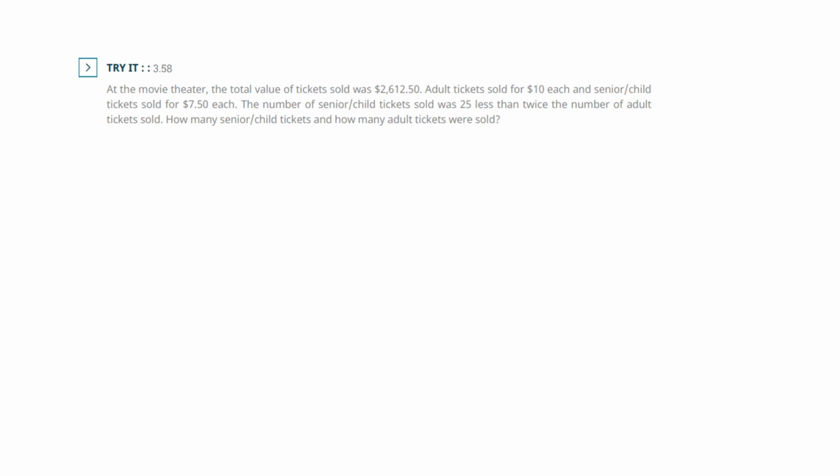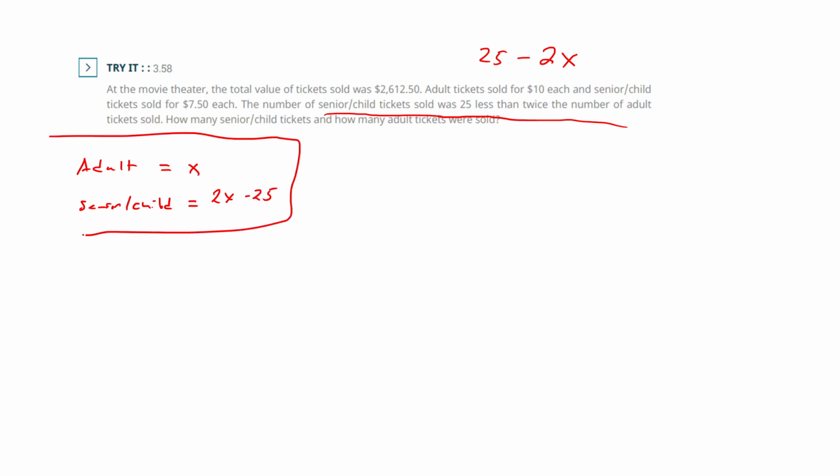Okay, totally recommend you pause it here, but we're back to adult and then senior or child tickets. Now, we can build one. So we can build the special tickets off the number of adult. Do you see that? It's 25 less than, so it's all being built off adult tickets. So now we've got 25 less than twice the number of adult. But less than makes you flip it around. So you get this dictionary right here.